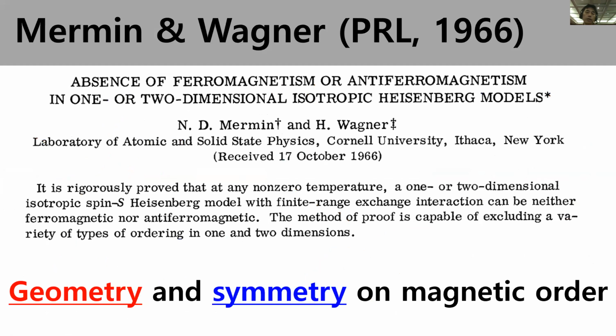In this two-dimensional magnetic system, the magnetic anisotropy has a very important physical meaning. It originated from a very old paper on the effect of geometry and symmetry on the magnetic order. But today I would skip this part.